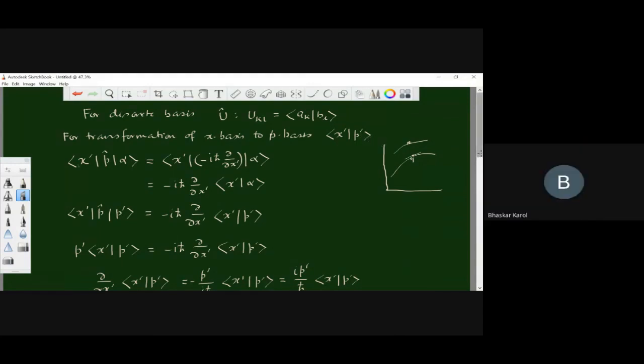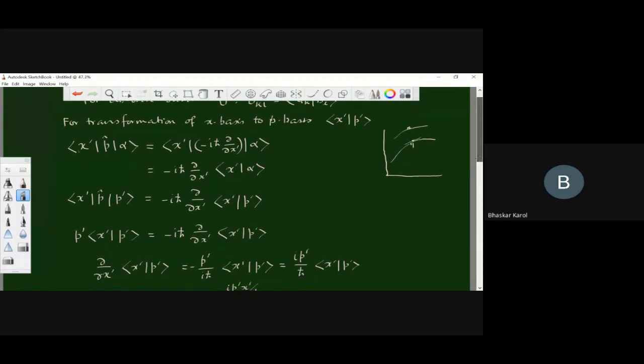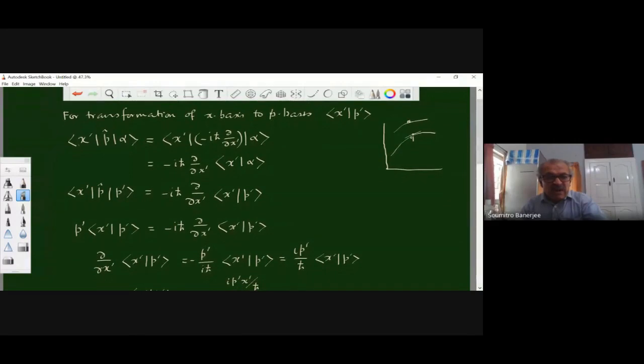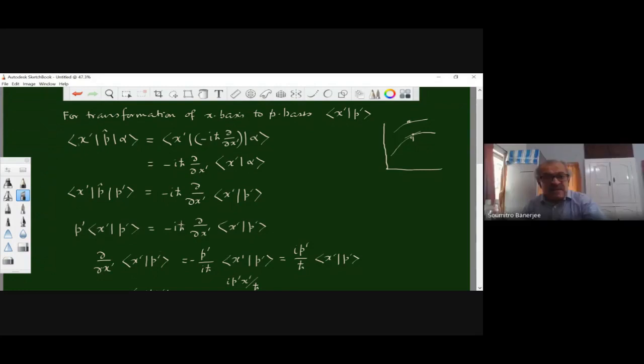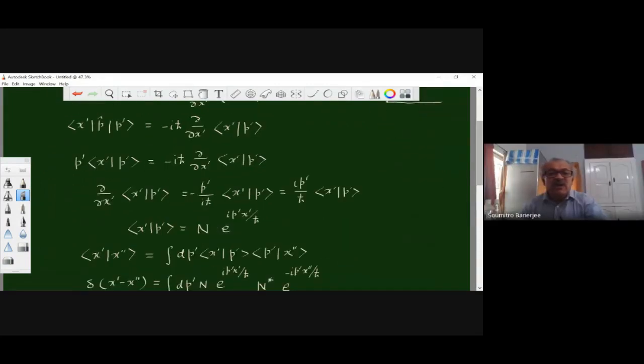But in the fifth line, how did you write the 1 over p dash by i h cross? Yeah. All we did was to take this one to the left hand side and this one to the right hand side. So p prime, this was already there. I have just divided by i h cross. That's all. And then the exponential part, I have just written it in a convenient differential equation form. That's all. Nothing more.